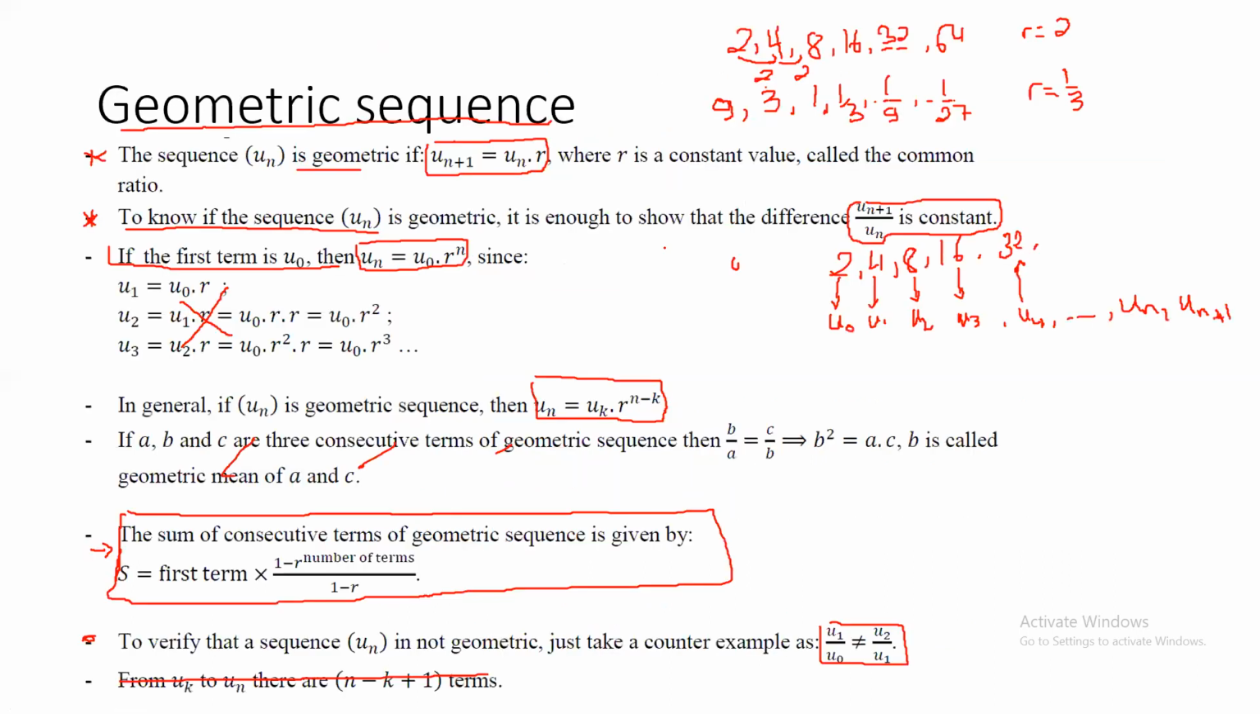To prove a geometric sequence, you have to prove the relation Un plus 1 over Un is constant. It is the ratio, not the difference. So to show the sequence Un is geometric, we have to prove that the ratio Un plus 1 over Un is constant.